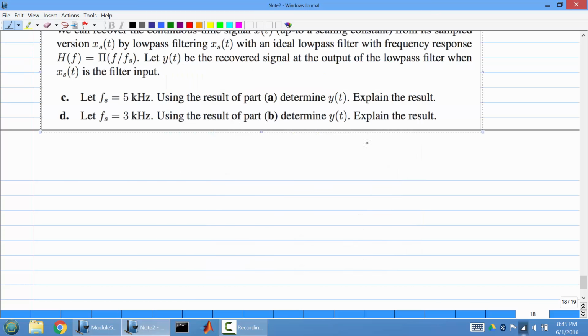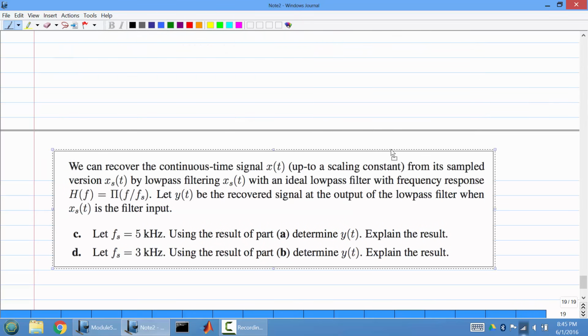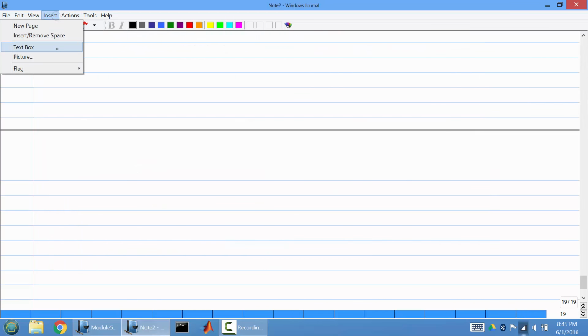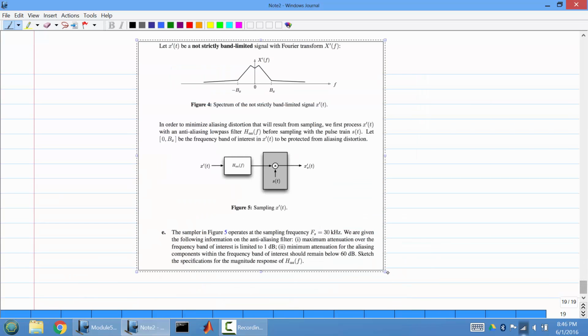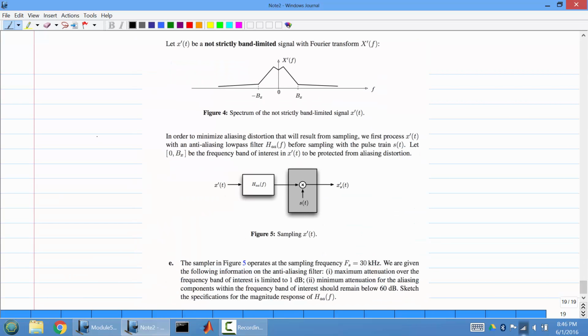So, okay, here's the last question. Actually, no, I just did this already. This is part D. Okay, here we go. This is the last part of this question, so this is E. All right, so what we're going to do now is we're going to change the signal up a little bit. So instead of it being strictly band limited, we have a non-band limited signal now. Okay, so we're going to take this guy and we're going to put it through this system.